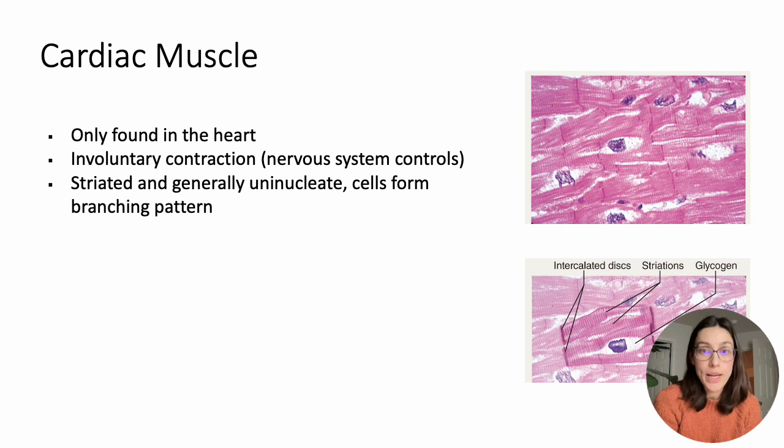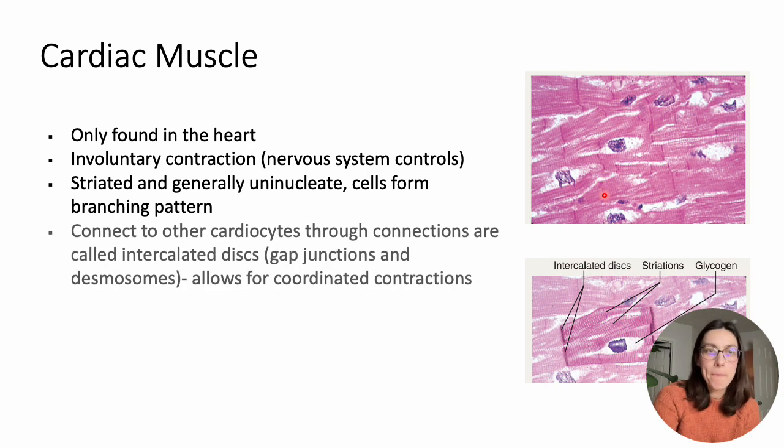They are striated, meaning they do have that light-dark banding pattern, that stripy pattern. They are generally uninucleate. They only have one nucleus, although some cells may have two, but let's just say there is one nucleus. And one thing that makes them pretty noticeably different from skeletal muscle is that these cells branch. So they are branched patterns, and where the branching happens, there are these darker lines called intercalated discs.